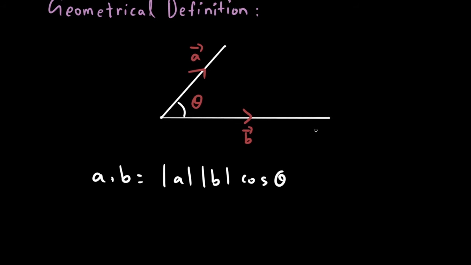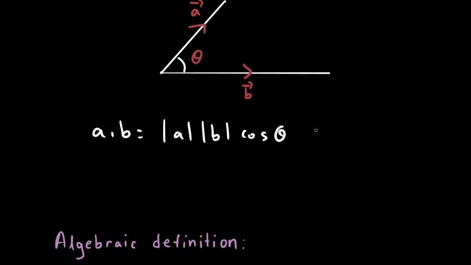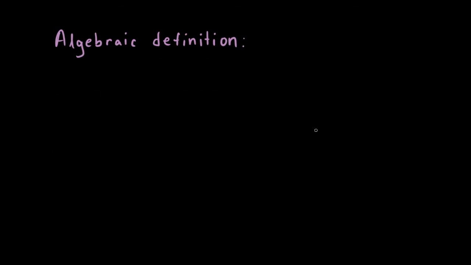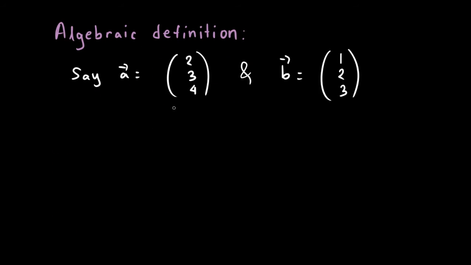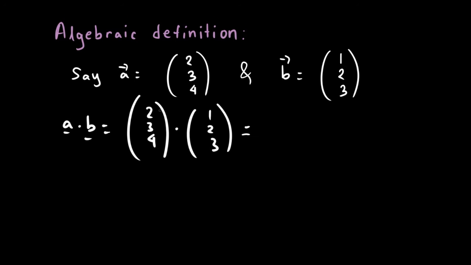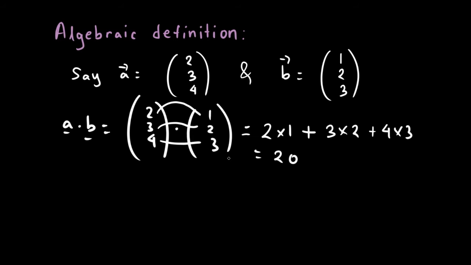Well, algebraically, we can calculate the dot product by summing the product of the corresponding entries. That means, for instance, if vector A is equals to this, and vector B is equals to i plus 2j plus 3k, then the dot product will be the sum of the product of these corresponding elements. So it will be 2 into 1 plus 3 into 2 plus 4 into 3, which is equal to 20.